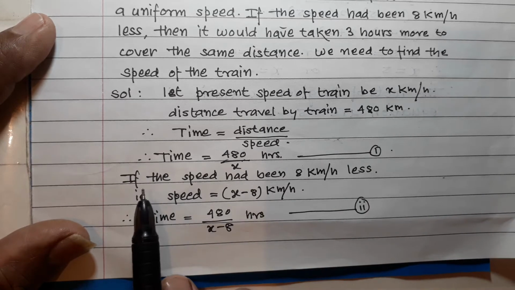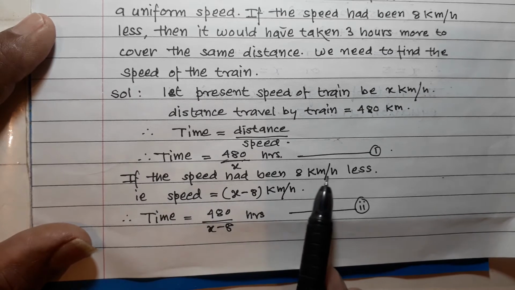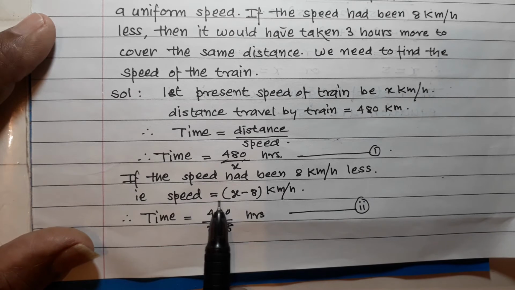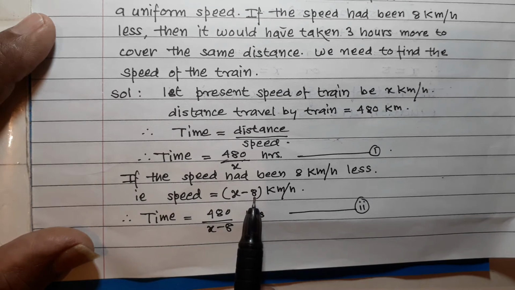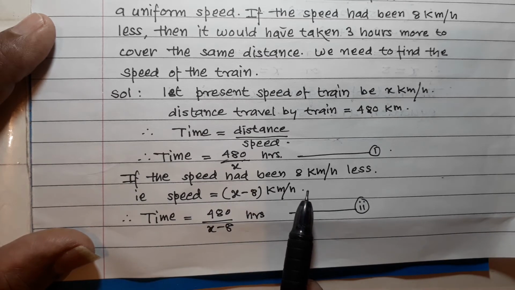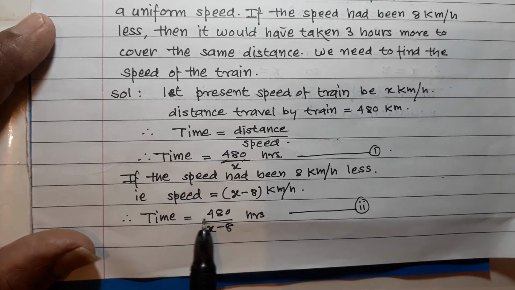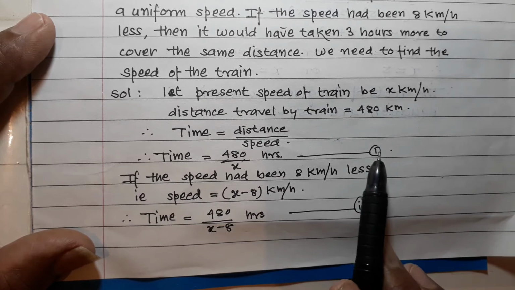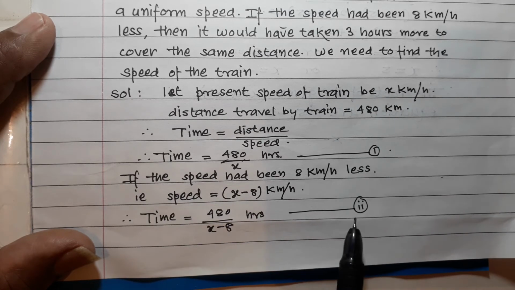And then if the speed had been 8 km per hour less, that is speed is equal to x minus 8 km per hour, then time taken is equal to 480 upon speed x minus 8 hours. So this is equation number 2. And now find the relation between these two, that is very important.